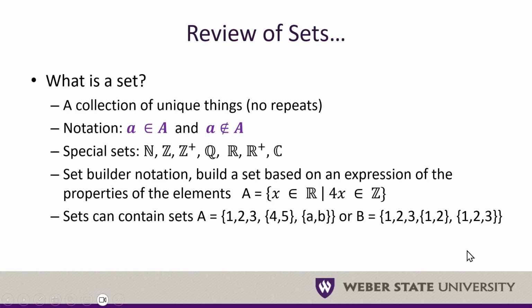Oh, my arrow didn't work there. Sets can contain other sets. Here's an example. It's got elements 1, 2, 3, the set 4, 5, and the set AB. So it's got 5 elements, 2 of which are sets, 3 of which are not.